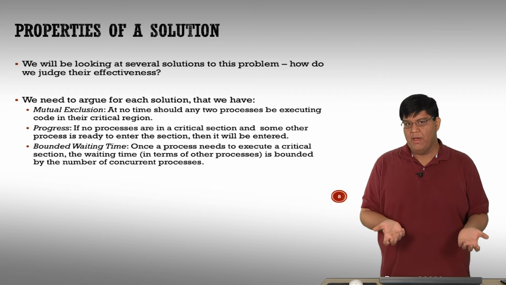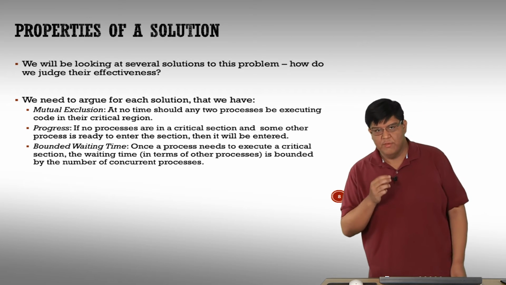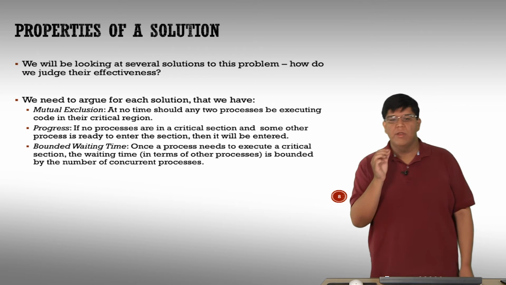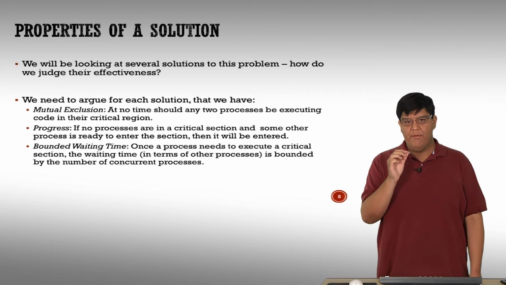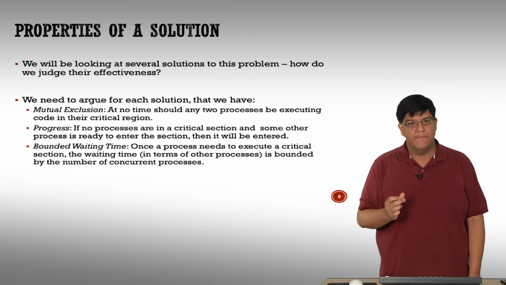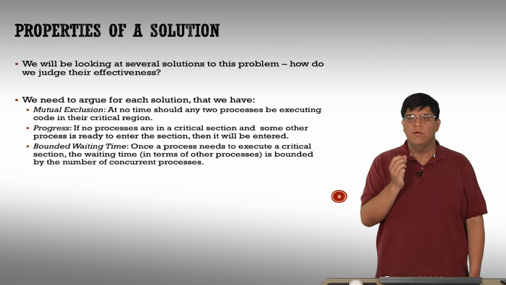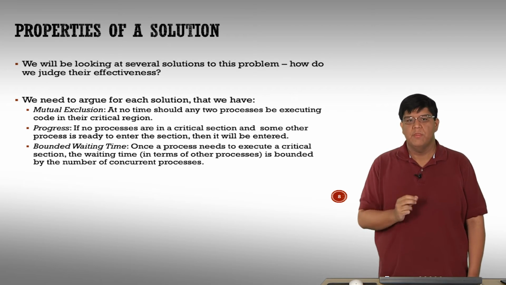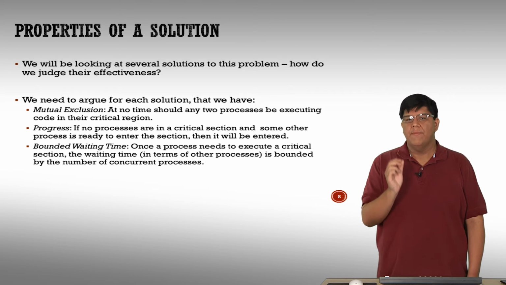That's our general model of things. So the first thing we have to have is mutual exclusion. Whatever mechanism I end up with to solve this problem, the number one thing it must guarantee is that for any pair of processes, P1 and P2, only one may be in a critical region at a time.